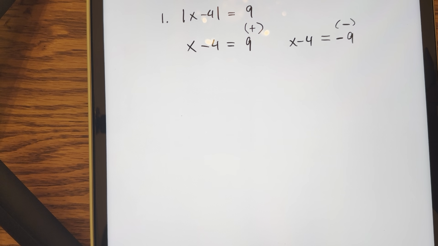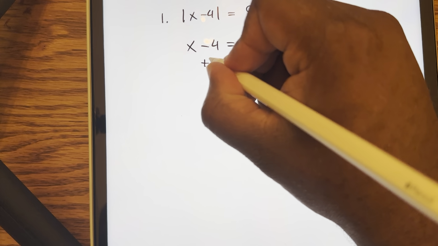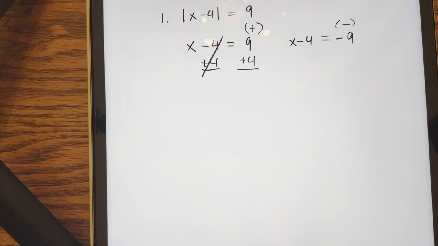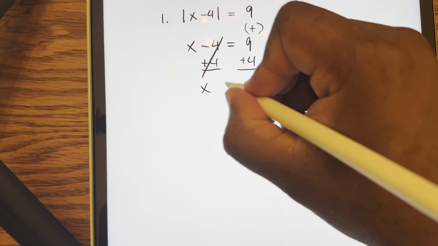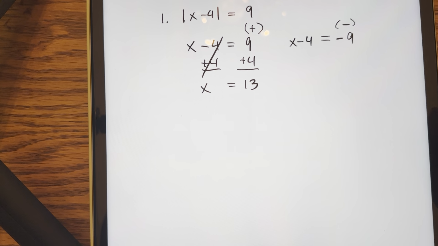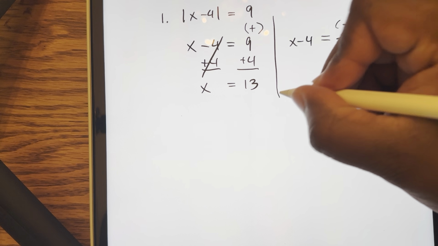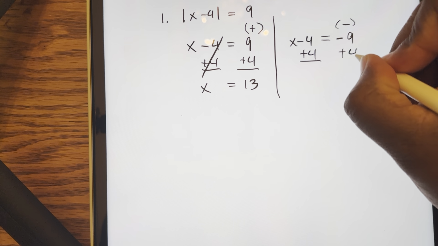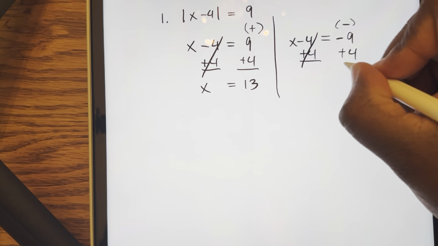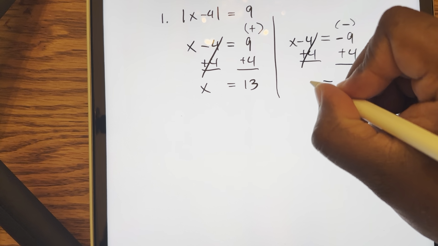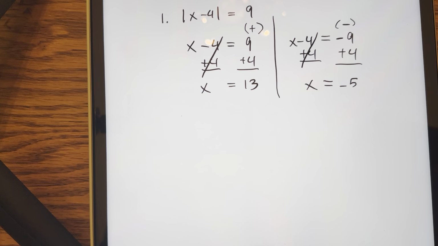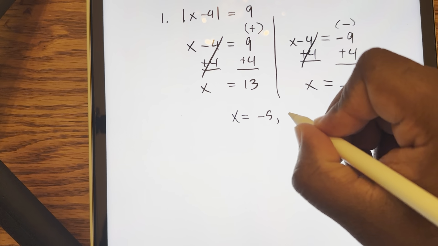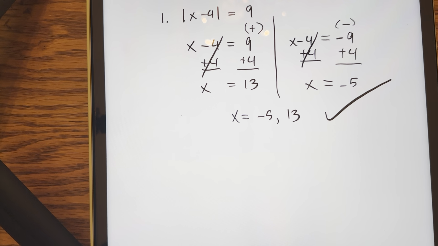So in this situation, you would add 4 on the left-hand side, add 4 on the right-hand side. These 4's cancel out. And that leaves us with x is equal to 13. And for the next equation, we add 4 on both sides, like we did before. These cancel out. This becomes negative 5. Therefore, x is equal to negative 5. So both answers for this absolute value equation would be x is equal to negative 5 and 13. That will be your final answer.